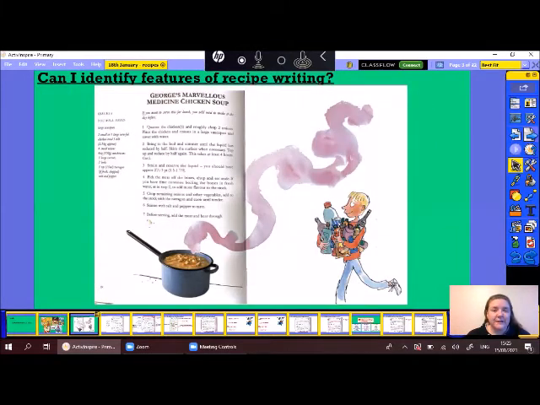This is the first recipe we're going to have a look at today, and it's from a special book called Revolting Recipes, and they're all linked to Roald Dahl stories. This first one, of course, is related to George's Marvellous Medicine, and it's called George's Marvellous Medicine Chicken Soup. Let's have a closer look.